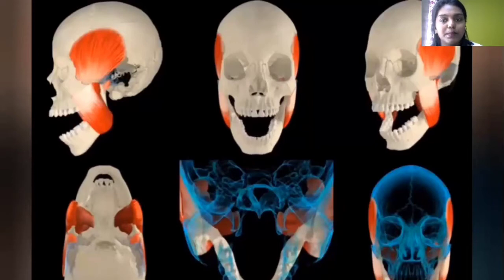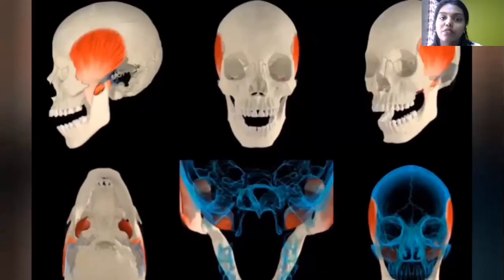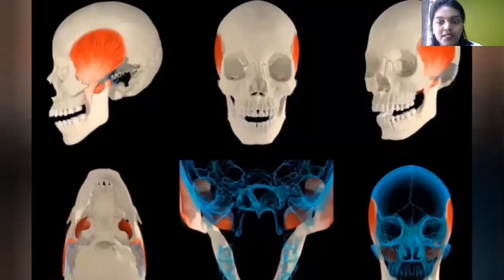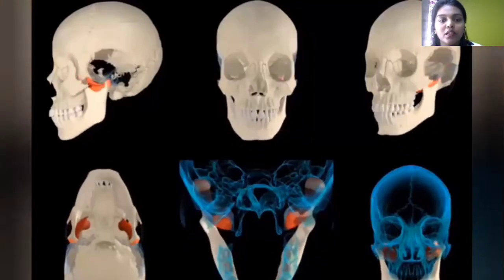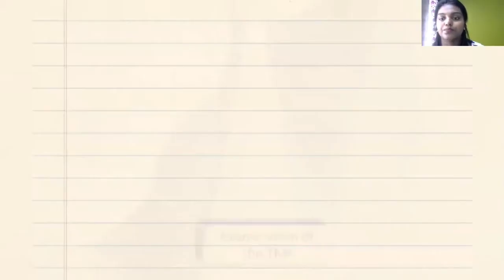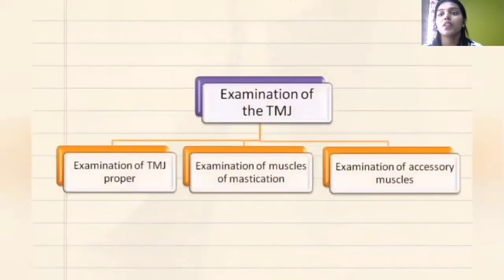The first one is the masseter muscle. The second, fan-shaped large muscle is the temporalis. And this one is the medial pterygoid. And the final one is the lateral pterygoid. Now let's go to the examination part.